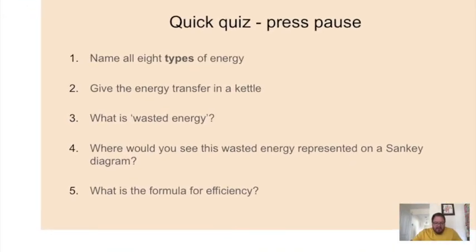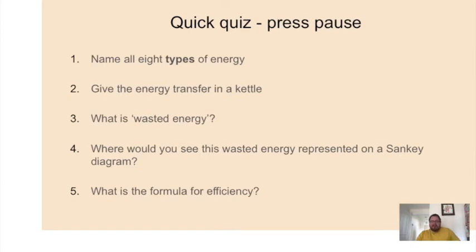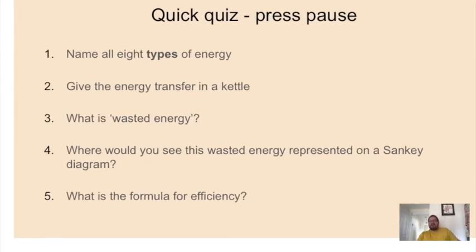Quick quiz now before we move on to the assignment. Again, press pause and see what you're getting right, and just to see if you need to revisit anything. Okay, so name all 8 types of energy, give the energy transfers in a kettle. What is the wasted energy in this kettle? Where would you see the wasted energy represented on a Sankey diagram? And what is the formula for efficiency? Off you go.